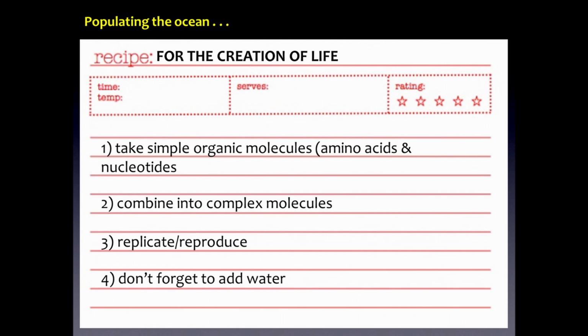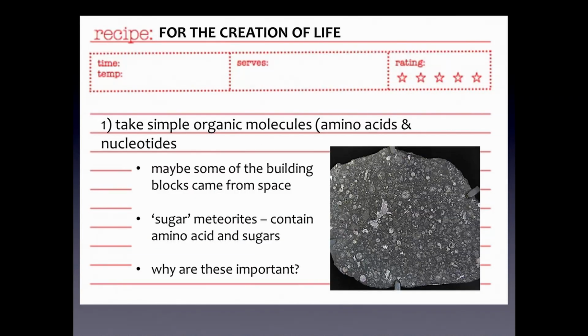We need to take simple organic molecules, such as amino acids and nucleotides, and we need the ability to combine them into more complex molecules. We need the ability to either replicate or reproduce these molecules, and, as we've seen over time, another important component is to have water present. So we need these four things to happen on the Earth to create life and to populate the oceans. The first thing we need to create life is to obtain simple organic molecules.